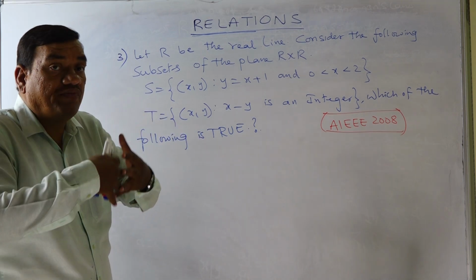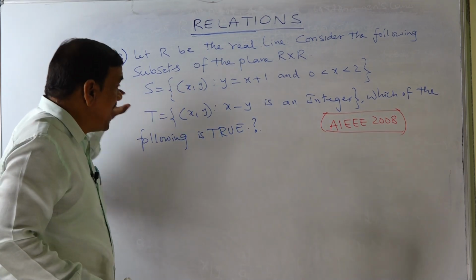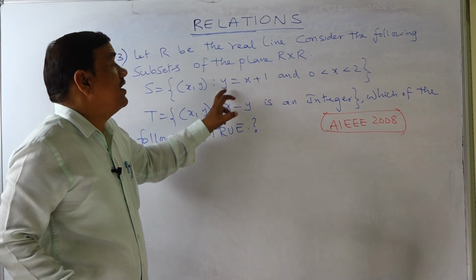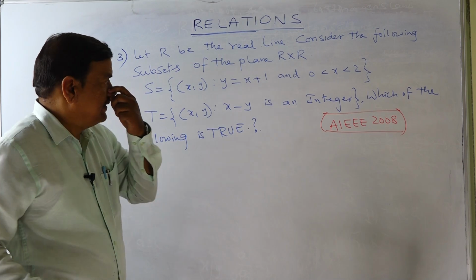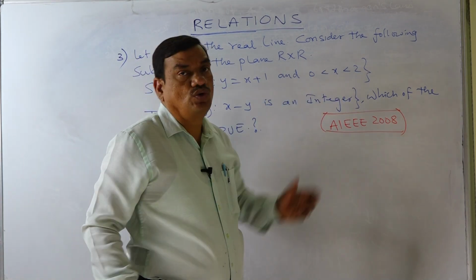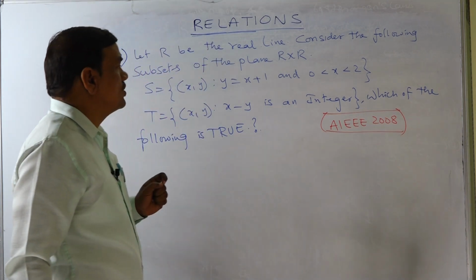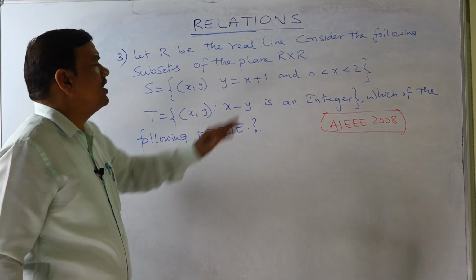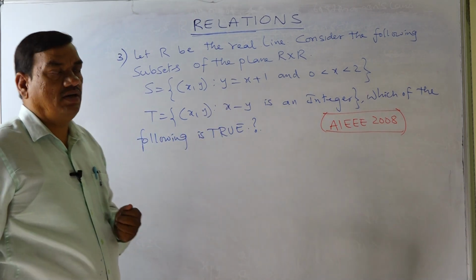From that infinite number of ordered pairs, he has selected some ordered pairs (x, y) such that y is equal to x plus 1, and x also belongs to the interval 0 to 2. The number x belongs to 0 to 2, and according to that, y will also depend.